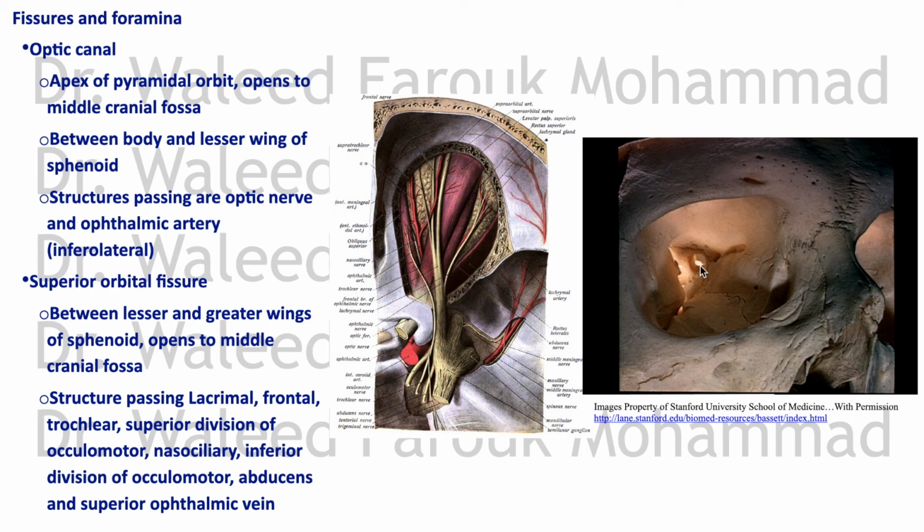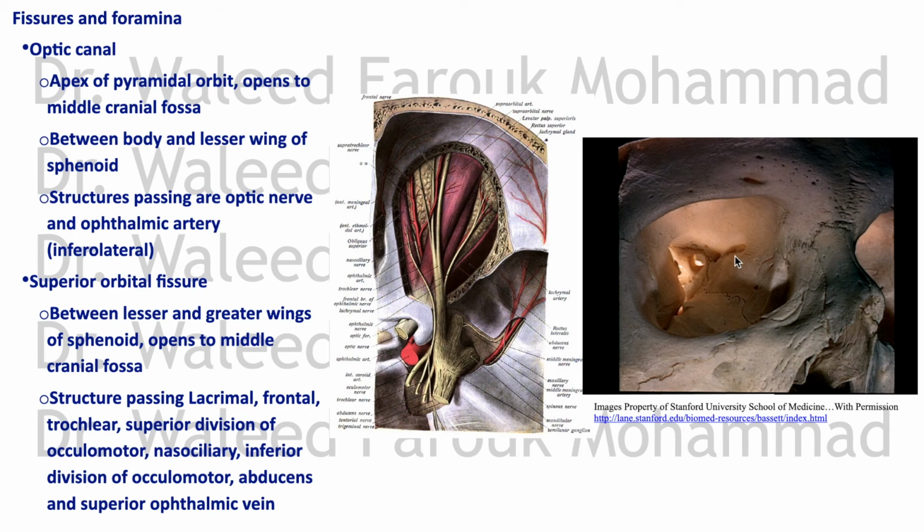This is the optic canal. The optic canal has the optic nerve in it with the ophthalmic artery infralateral to it, and then the artery, when it enters the orbit, will cross over the nerve from lateral to medial.